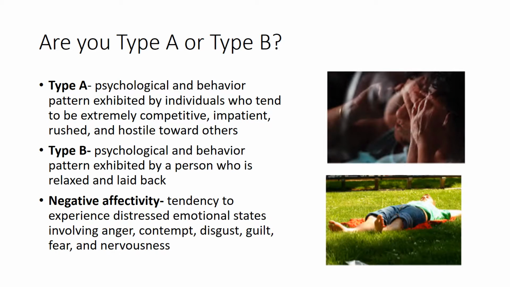Research also shows that there are psychological and behavioral patterns that people can be characterized into that also affect the way that we experience and process stressors and how that actually affects our health as well. So the first is a type A. It's sometimes referred to as type A personality, and this is psychological and behavioral patterns exhibited by individuals who tend to be extremely competitive, impatient, rushed, and hostile towards others. A type B personality is a psychological and behavioral pattern exhibited by a person who is relaxed and laid back. Negative affectivity is a tendency to experience distressed emotional states involving anger, contempt, disgust, guilt, fear, and nervousness, and these are much more common for type A individuals versus type B individuals.